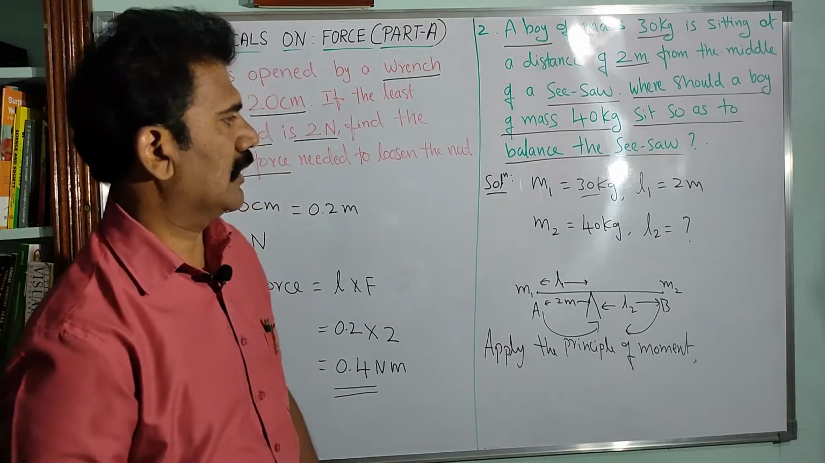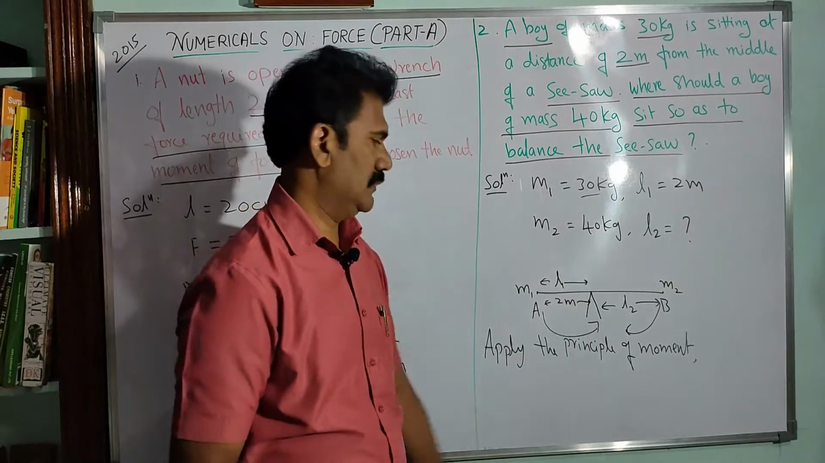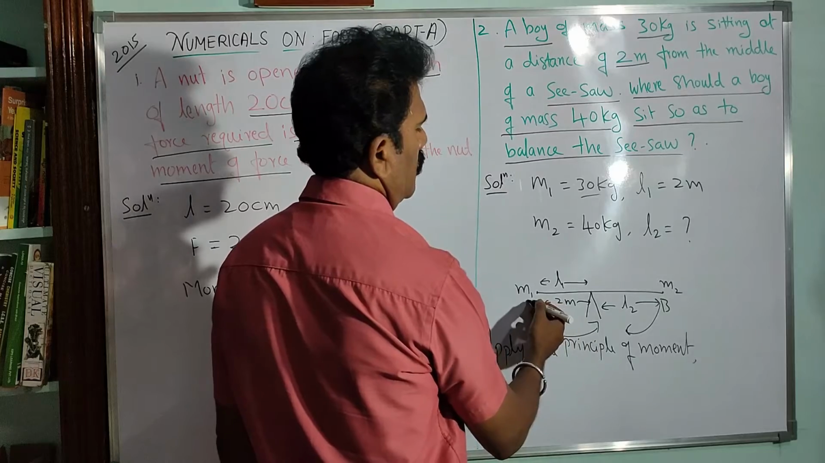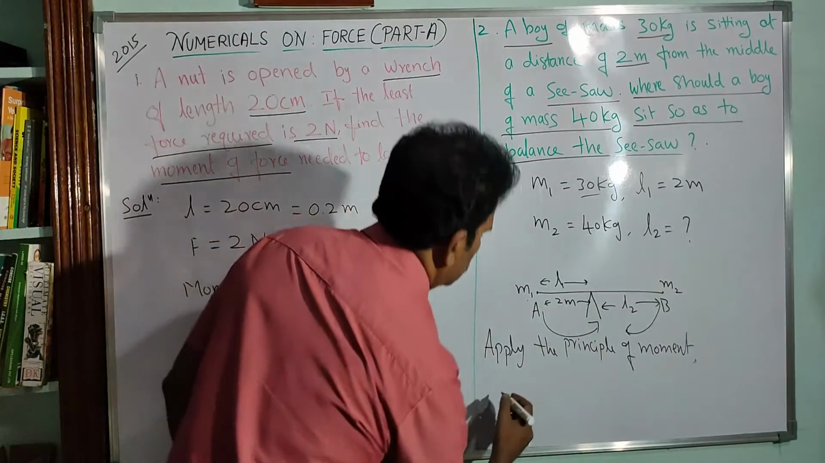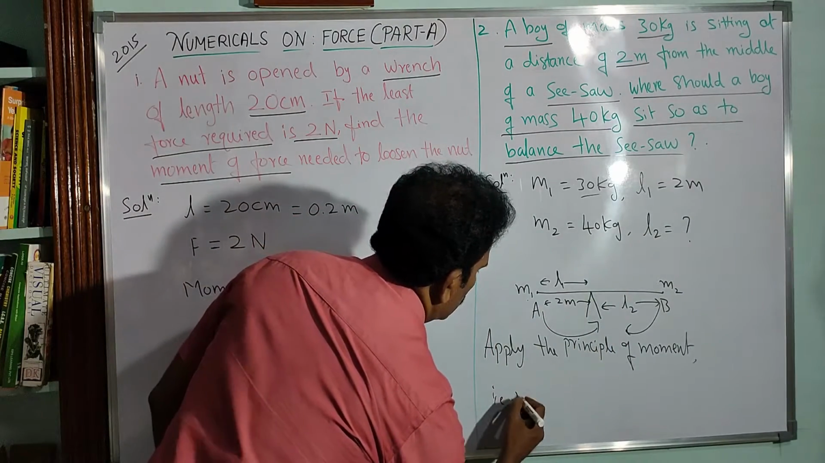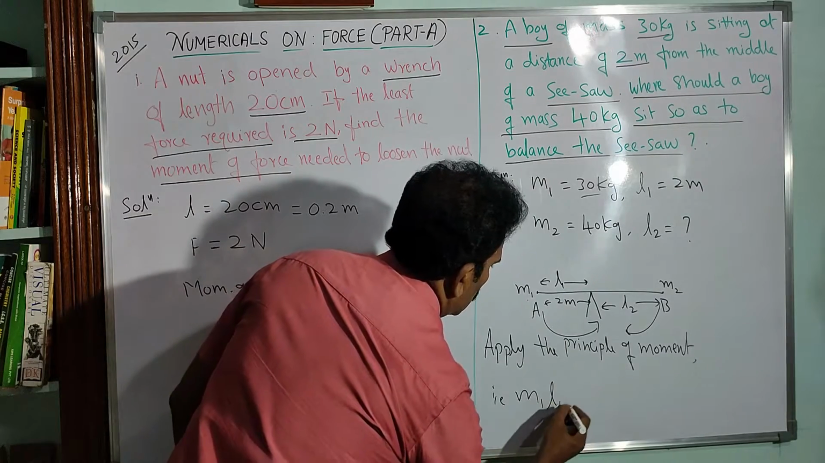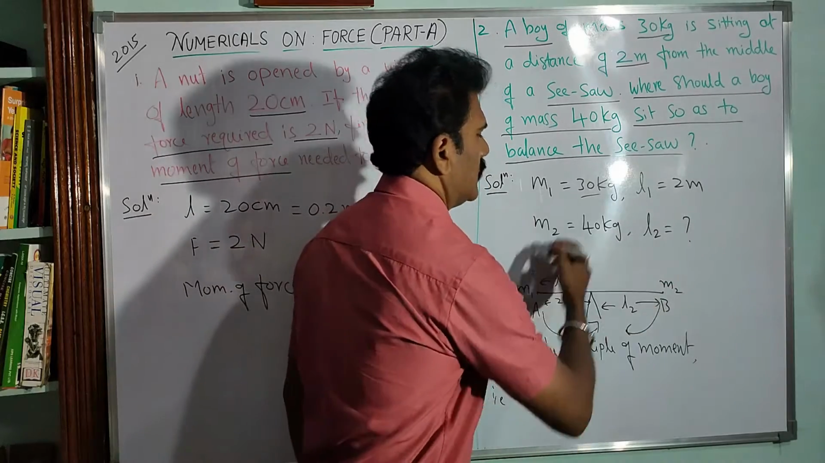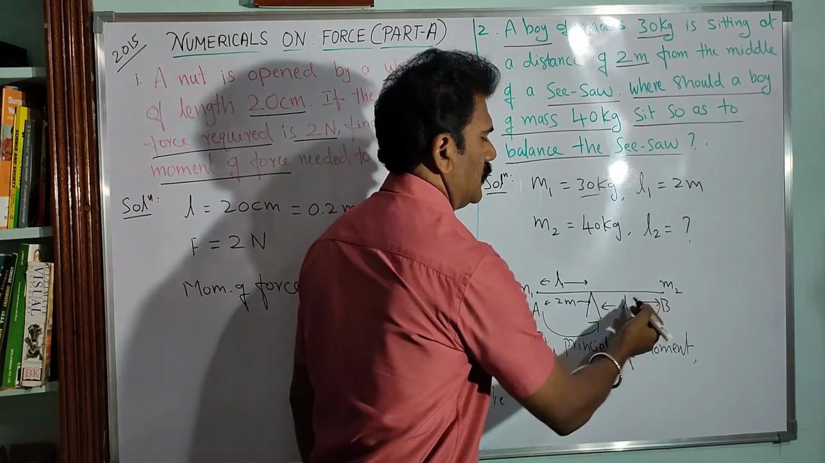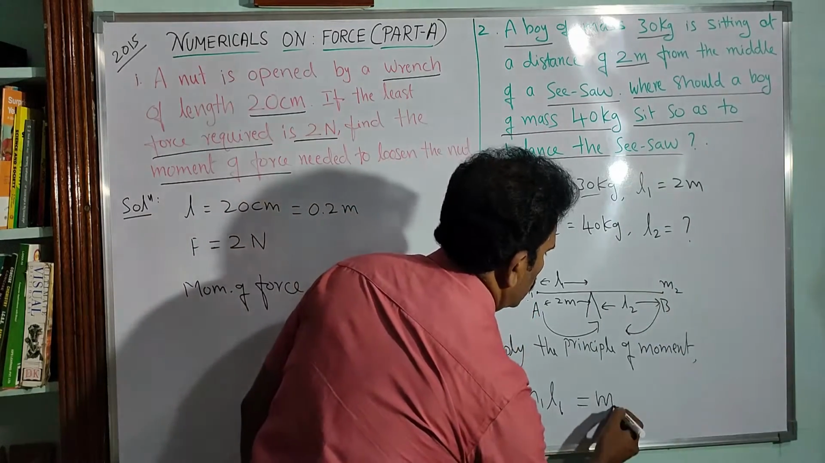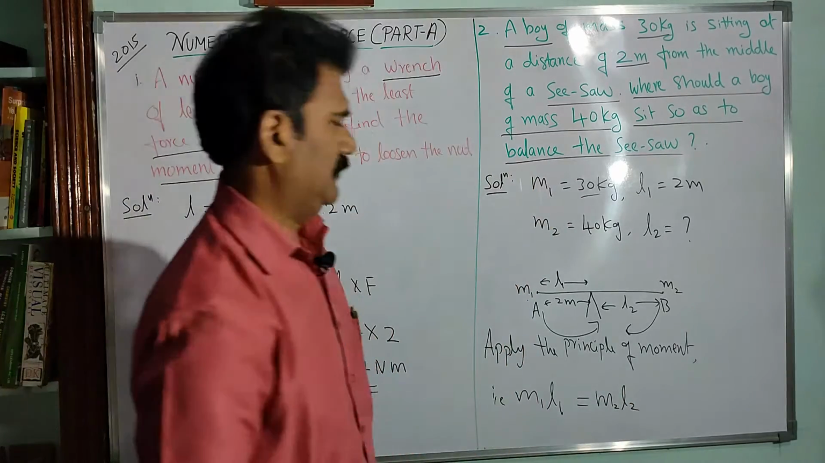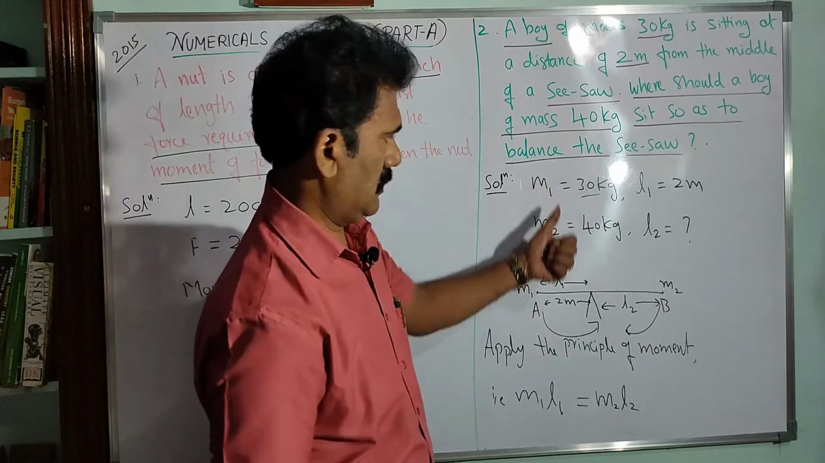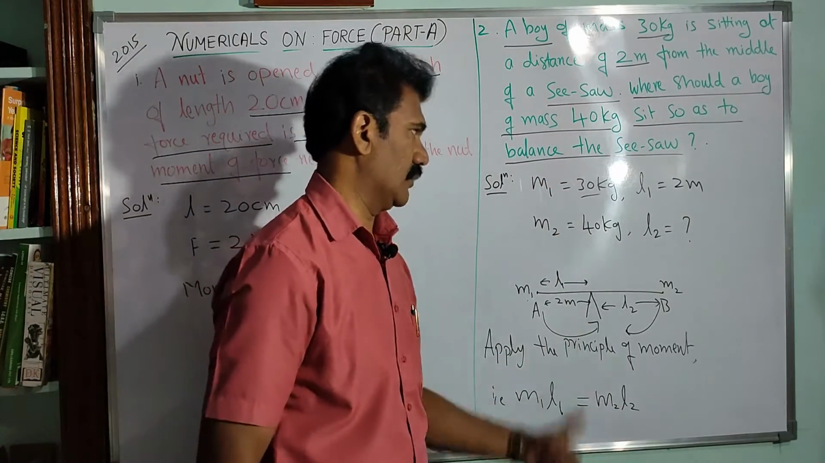Okay, so it is a product of mass into length. So first let us consider the product of mass M1 into L1 as the anti-clockwise moment. So M1 into L1, the anti-clockwise moment, is equal to the clockwise moment, which is given by the product of mass M2 into L2, that is M2 into L2. Okay, so this is the principle of moment. Just substitute all the given data and calculate the unknown value now.